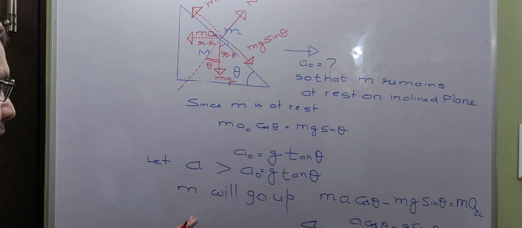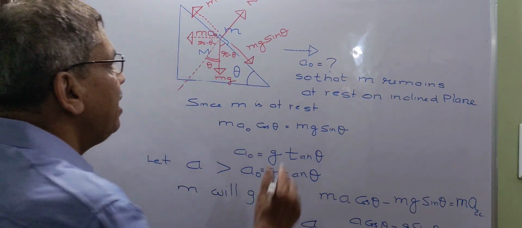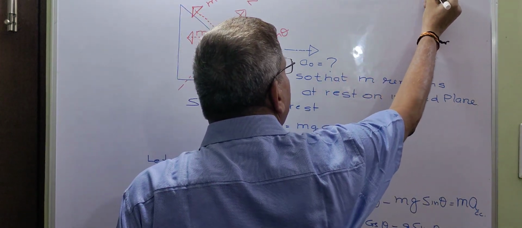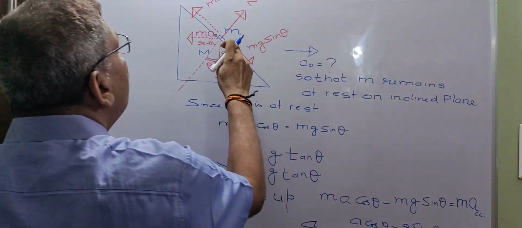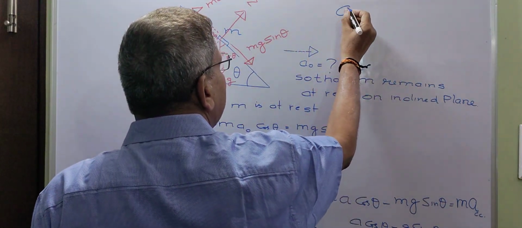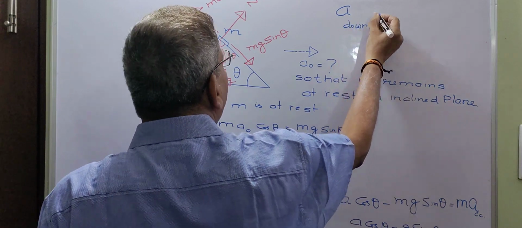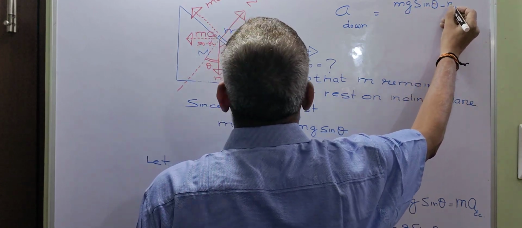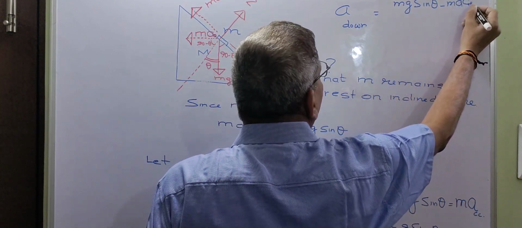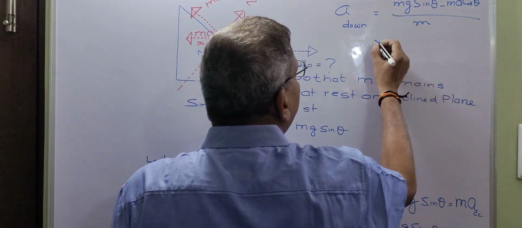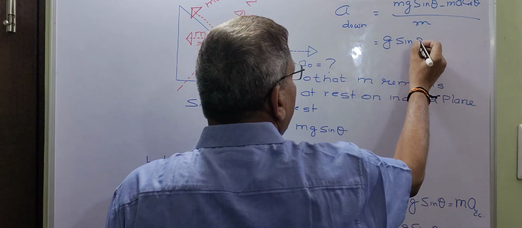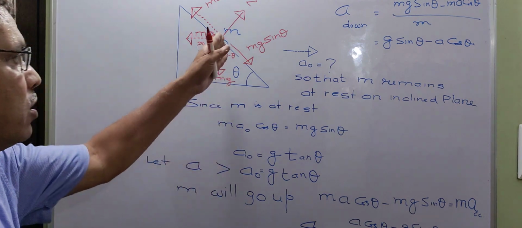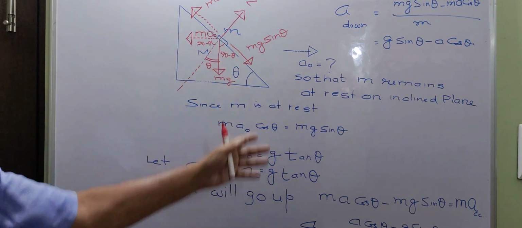Similarly, suppose A is less than A0, which equals g tan theta. In that case the block will slide down, and the acceleration down the plane will be equal to mg sine theta minus ma cos theta, divided by m, and it will be equal to g sine theta minus a cos theta. This will be the acceleration of the block down the plane, relative to the inclined plane.